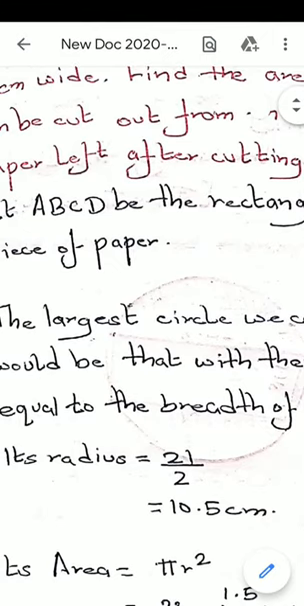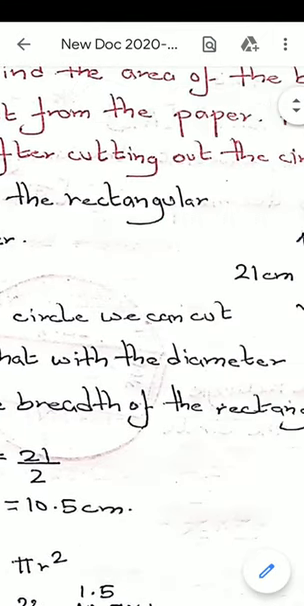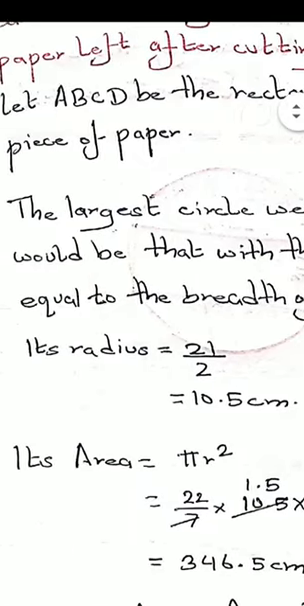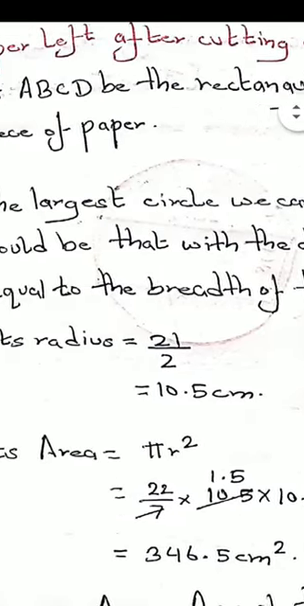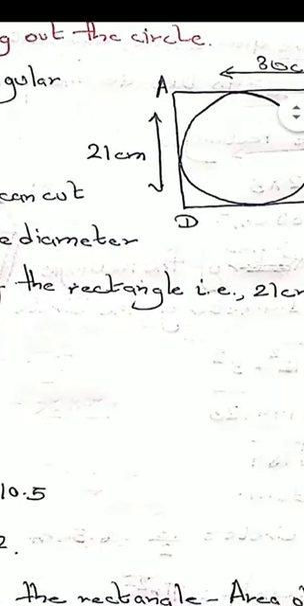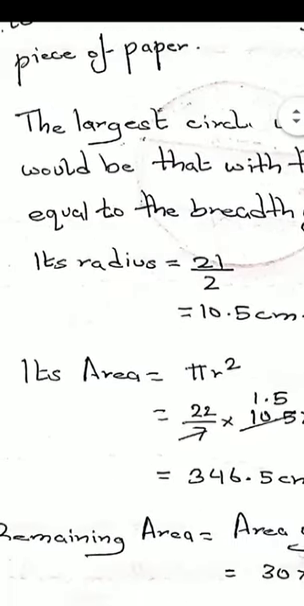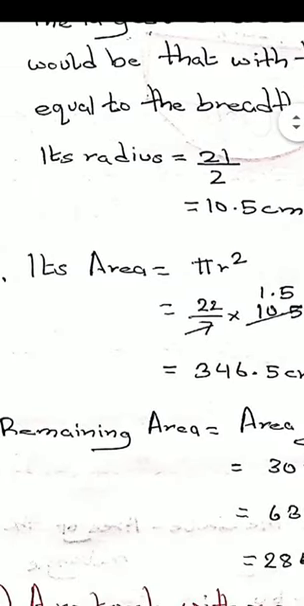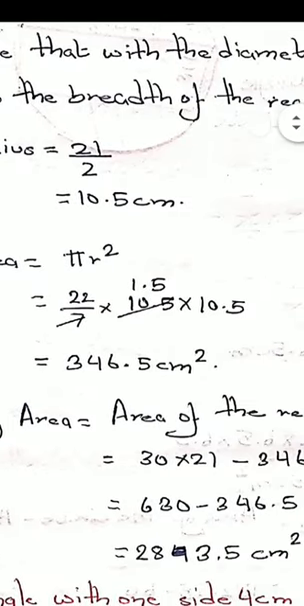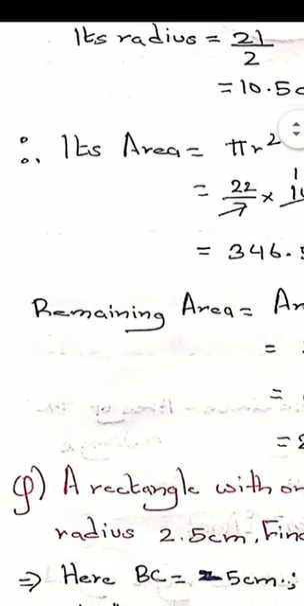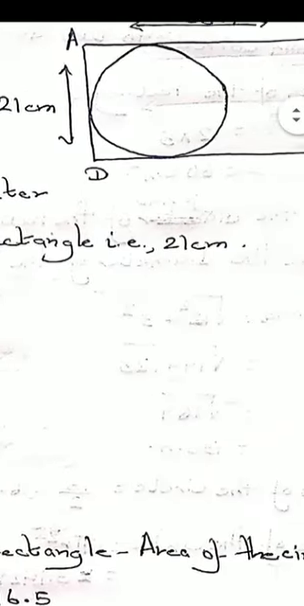So we'll start by saying let ABC be the rectangular piece of paper. The largest circle we can cut would be that with the diameter equal to the breadth of the rectangle, that is 21 centimeter. So its radius equals 21 by 2 equals 10.5 centimeter. Its area equals pi r square, that is equal to 22 by 7 into 10.5 into 10.5, which happens to be 346.5 centimeters square. Okay, so we have found the area of the largest circle.